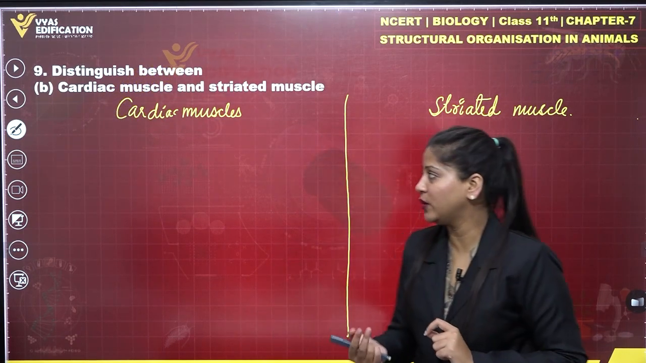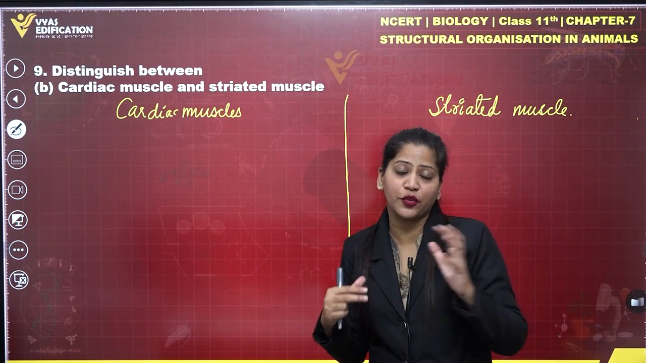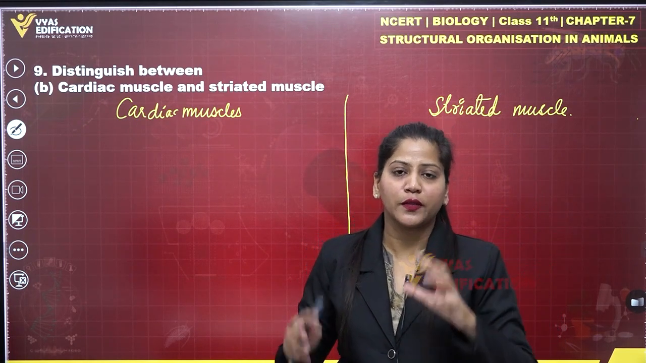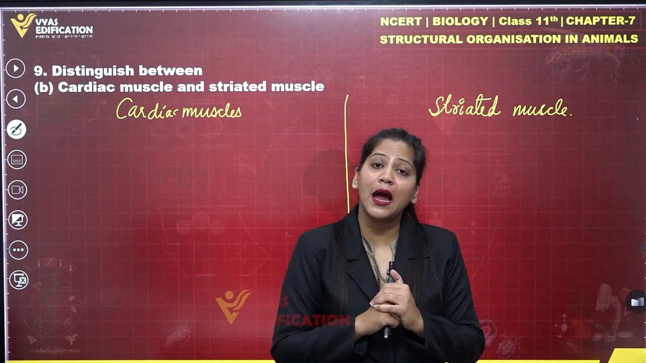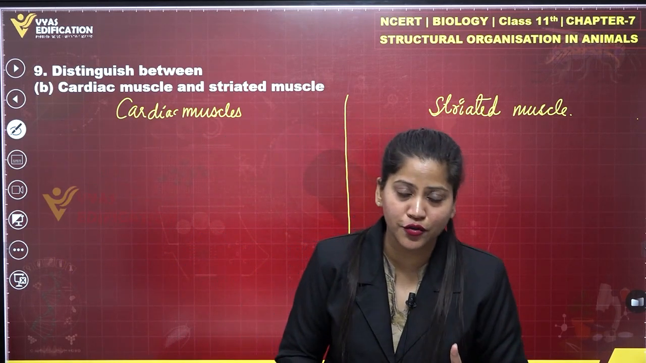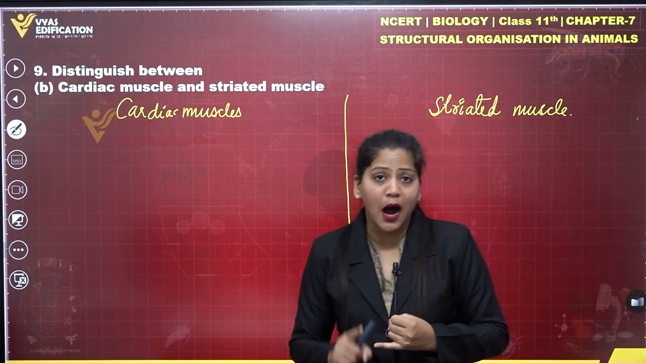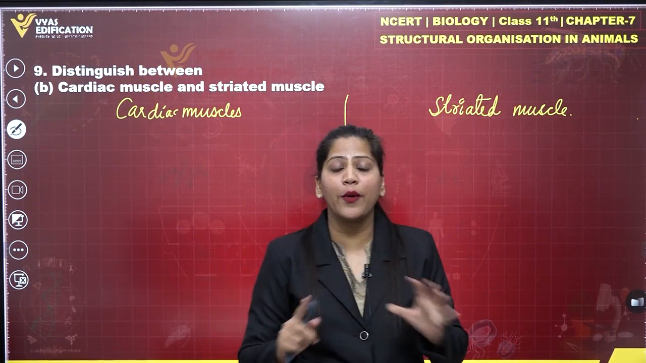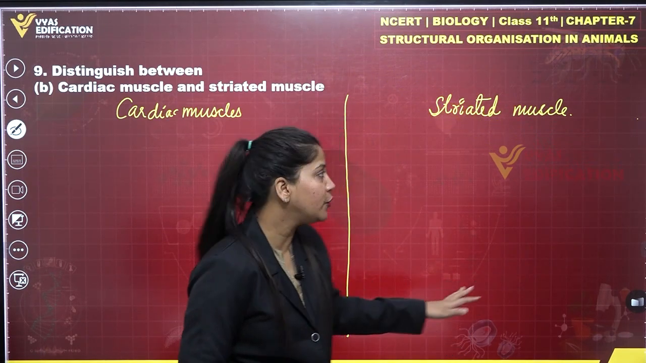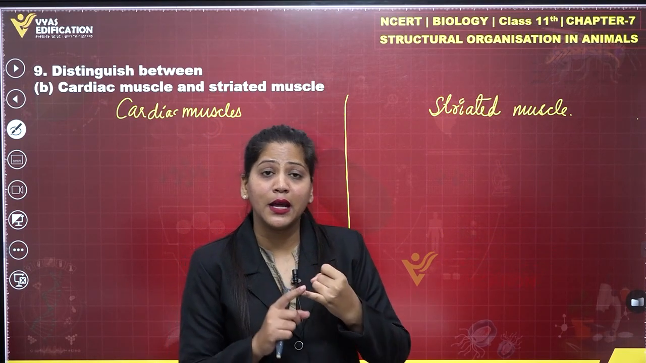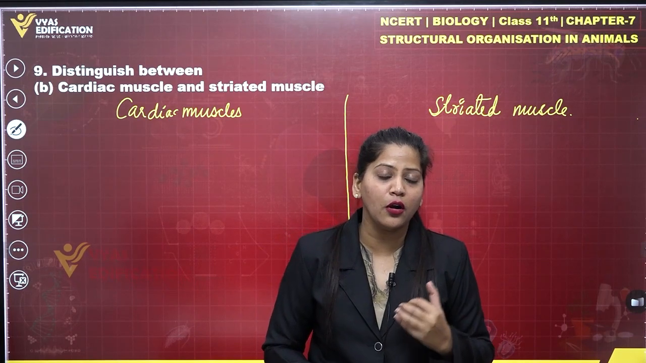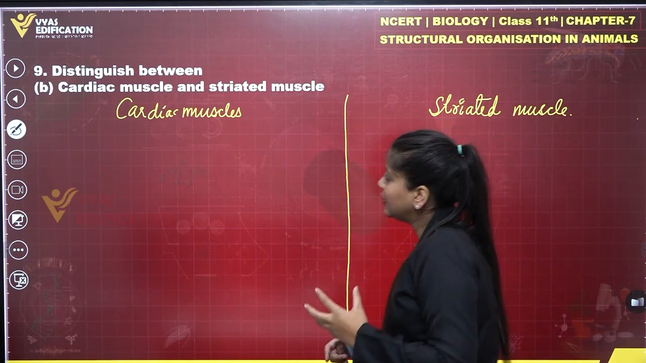The second feature which differentiates cardiac muscles from striated muscle is that the cells of cardiac muscles are multinucleated and branched. Striated muscles are also multinucleated but they are unbranched. The cardiac muscles you will find only in the heart. Only the heart is made up of cardiac muscles. Nowhere else in your body will you find this kind of muscles. If we talk about striated muscles, you will find them in your limbs, your biceps, triceps, etc. These are voluntary in nature. So these are the differences between these two, and let's write the answer.